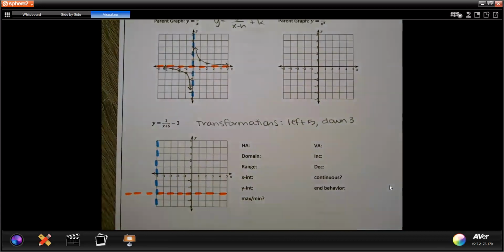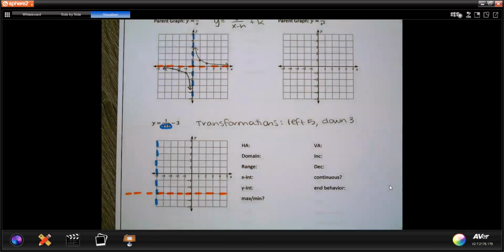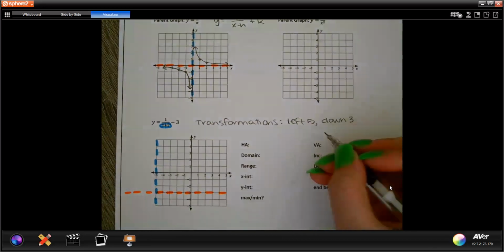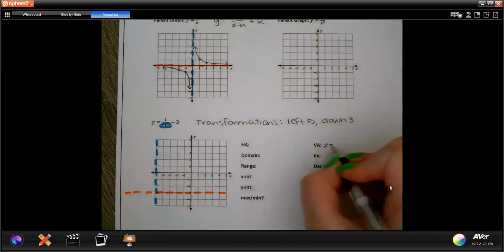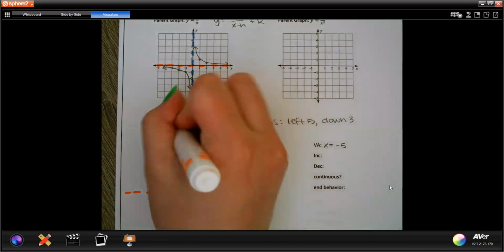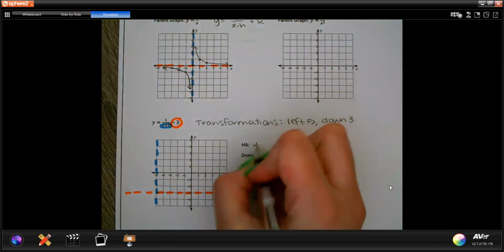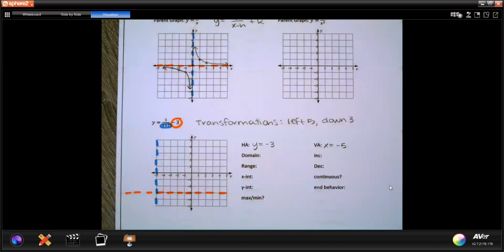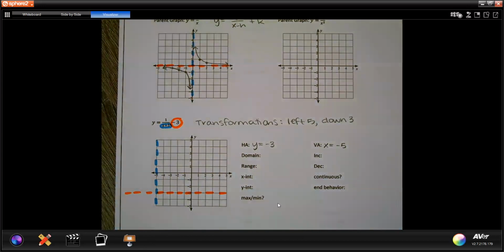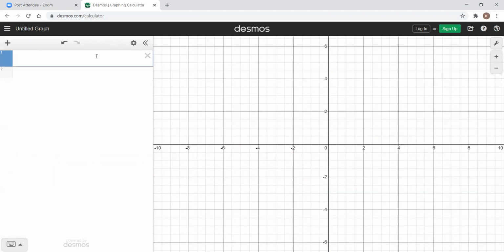All right, and then we did have down 3, so we did left 5, down 3, which means that anytime you're looking for your vertical asymptote, it actually comes from the bottom of the fraction. So our vertical asymptote is x equals -5. The horizontal asymptote comes from the number on the end, y equals -3. So we don't have a vertex, we don't have a locator point. Instead, for this unit, we have a vertical asymptote and a horizontal asymptote, and that's what we'll be graphing this time.